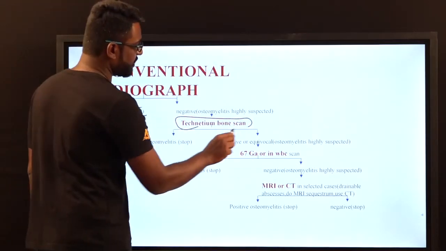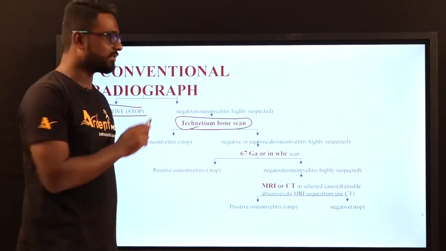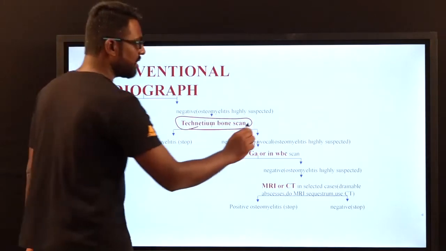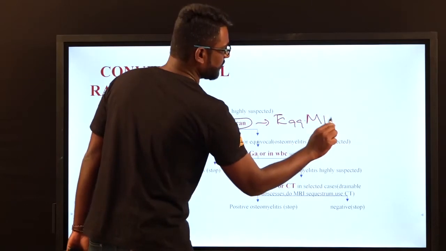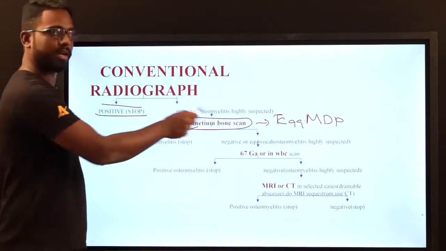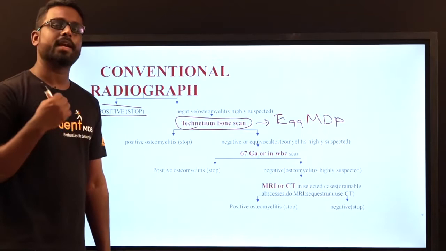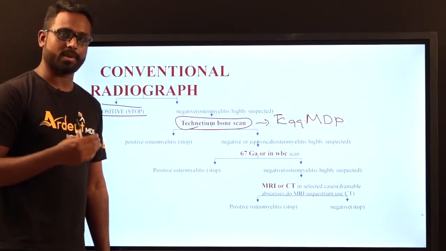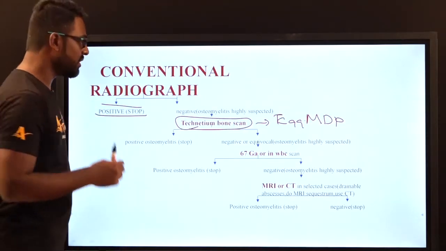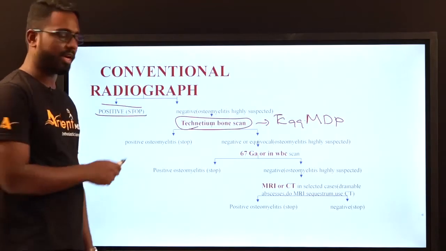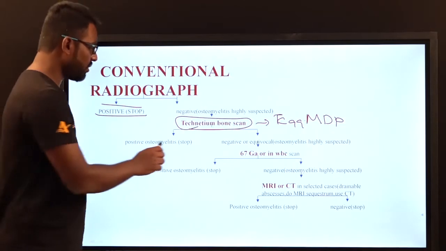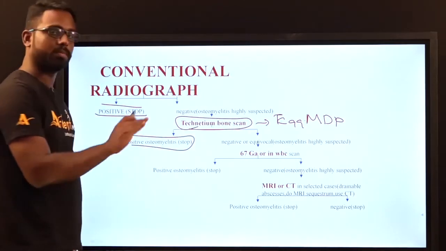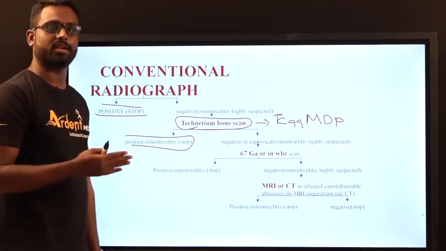You go for technetium bone scan. It is a radionuclide imaging using technetium 99 and methylene diphosphate. Why? It helps to identify the lesion of osteomyelitis as early as 3 days. So if you have the result and you see there is osteomyelitis, though positive for osteomyelitis, you stop. You no longer take further investigations.